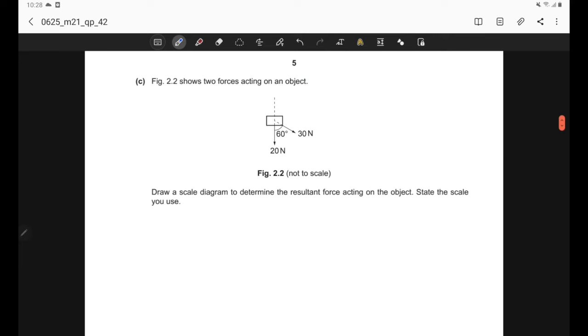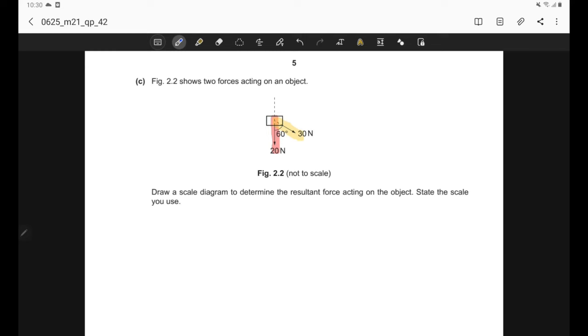Part C. Figure 2.2 shows two forces acting on an object. Draw a scale diagram to determine the resultant force acting on the object. State the scale you use. So in this figure, two forces are acting on an object. As you can see, a 20 Newton force which is acting vertically downwards and a 30 Newton force which has both vertical and horizontal components. This 30 Newton force is acting 60 degrees from the vertical line.